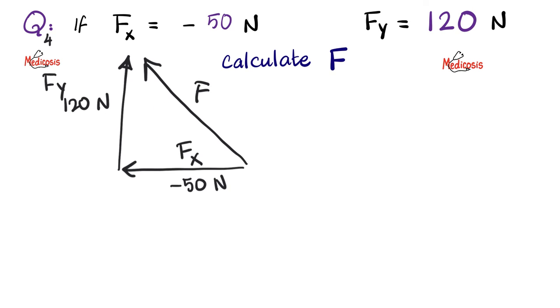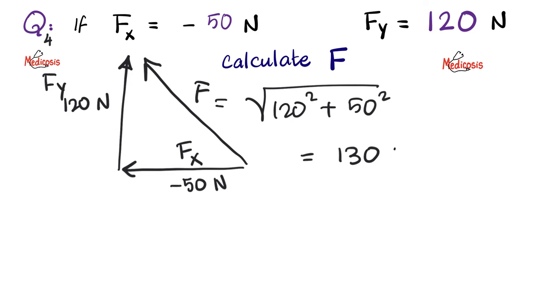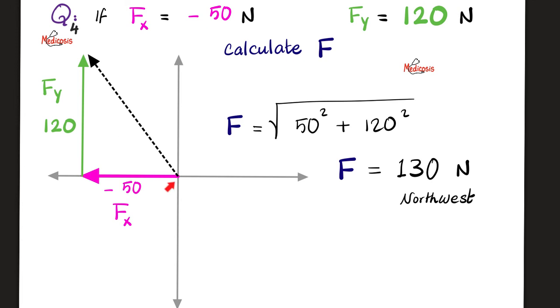How can I find this? It's good old clean Pythagoras again. So if I want this F, I need the square root of 120 squared plus 50 squared. And when you do this, remember, it is 12, 5, and 13. So it's going to be 130 Newtons, and this is the value of F. But remember, force is a vector. So I need a magnitude and a direction. This direction is up and to the left. You can say northwest.